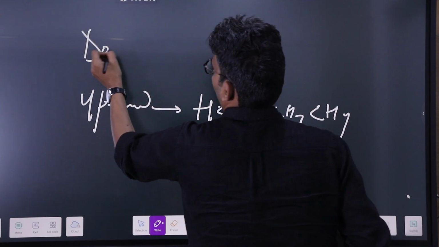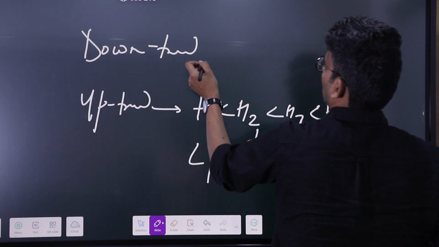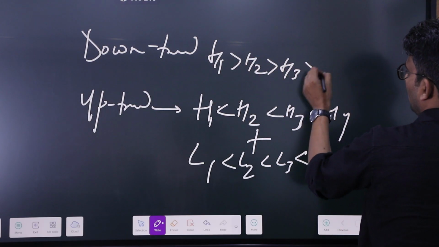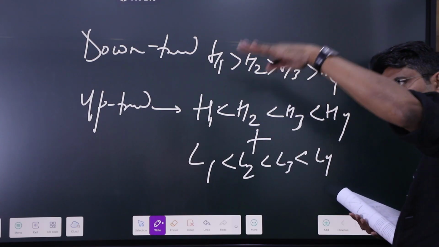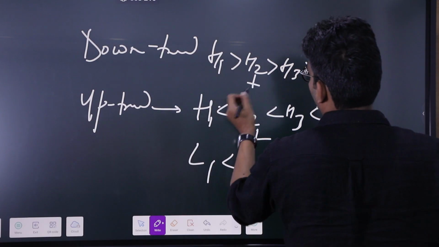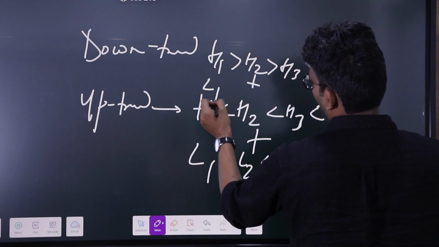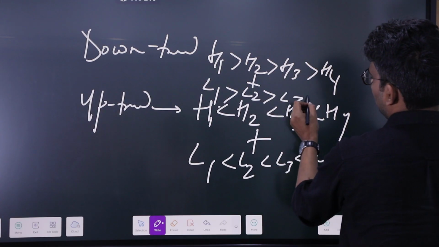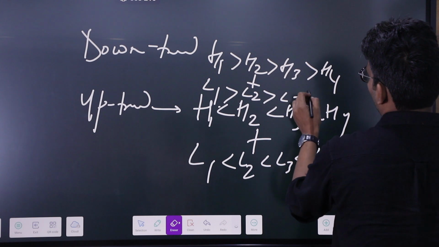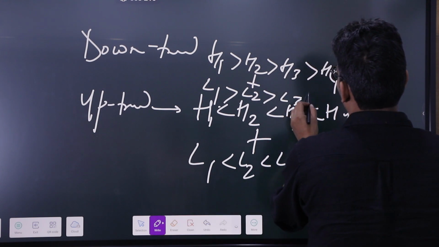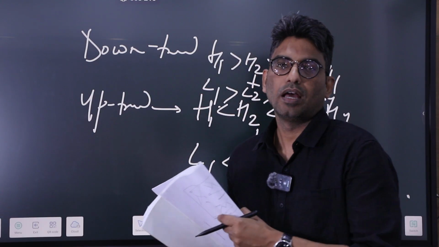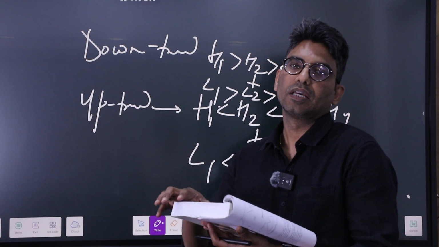Now, if you are plotting a downtrend, then H1 is greater than H2 is greater than H3. The first high, when it started falling, was at the highest level, and it keeps falling. Plus, there has to be a plus sign, and L1 is greater than L2 is greater than L3. So the lower points are also lower. It is making lower lows and lower highs. Lower lows and lower highs is a downtrend. Higher highs and higher lows is an uptrend.